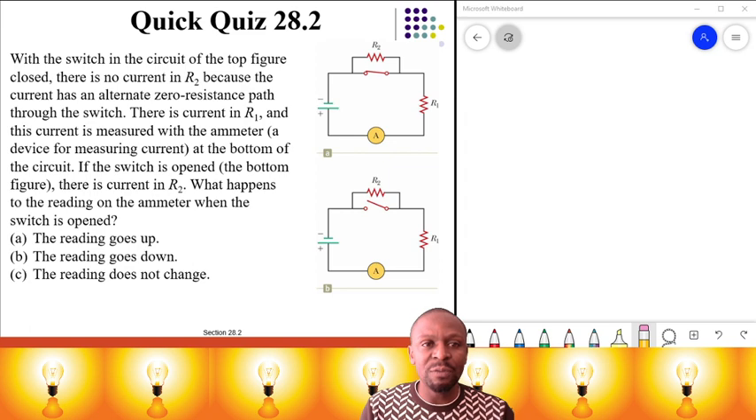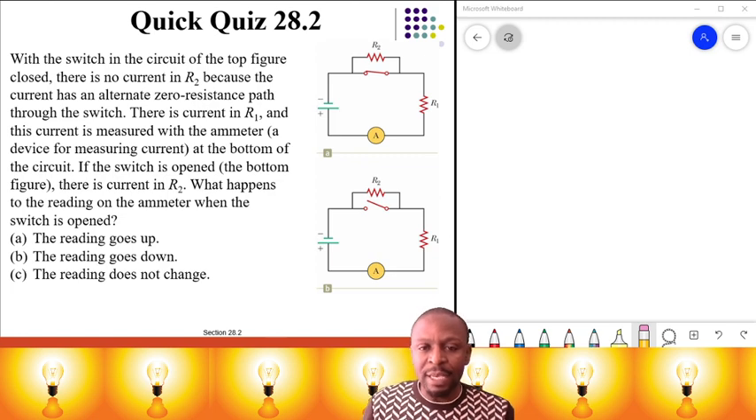Right, let us also do the following quick quiz. With the switch in the circuit of the top figure closed, there is no current in R2 because the current has an alternative zero resistance path through the switch. There is a current in R1, and this current is measured with the ammeter, a device that is used to measure current at the bottom of the circuit. If the switch is open, in the bottom figure, there is a current in R2.